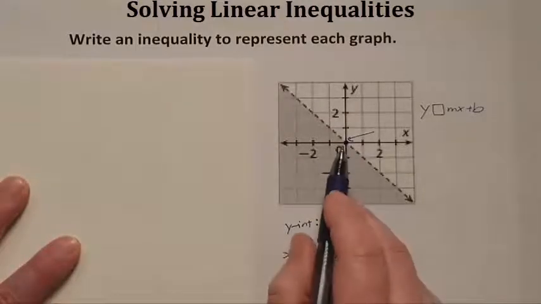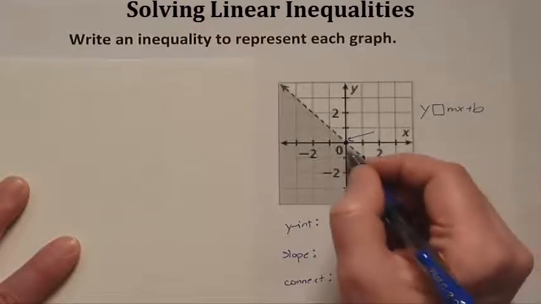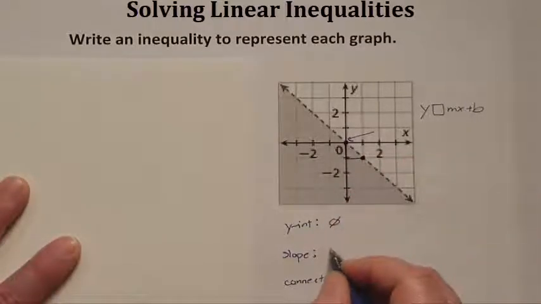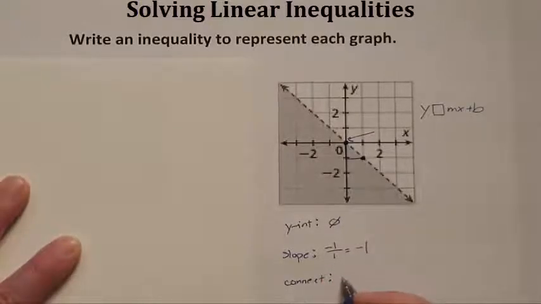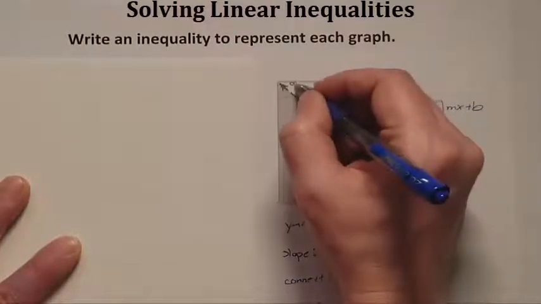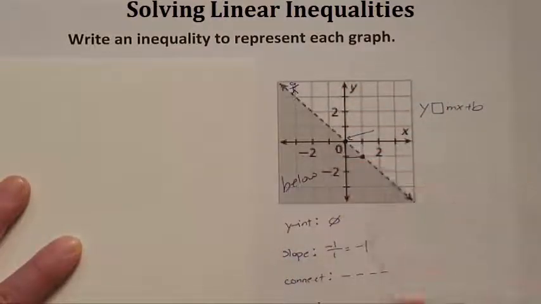My slope, if that's a point, I need another point. It looks like it crosses right there. So I went down 1 over 1 to get from one point to the next. So down 1 over 1. Well, that simplifies to the number -1. I see that it is connected with a dashed line. And where is it shaded? Well, if slope dude is standing right there, all of this is below his feet. So my shading needs to be below.